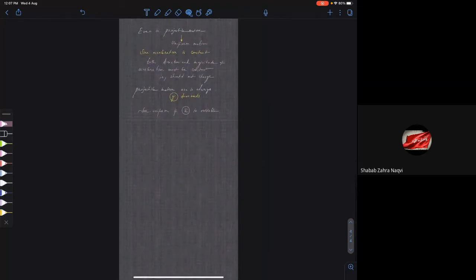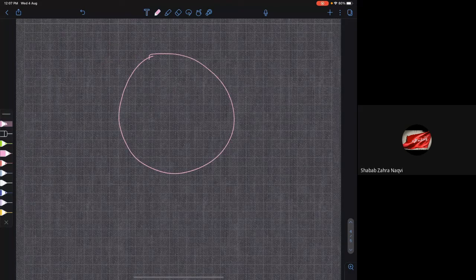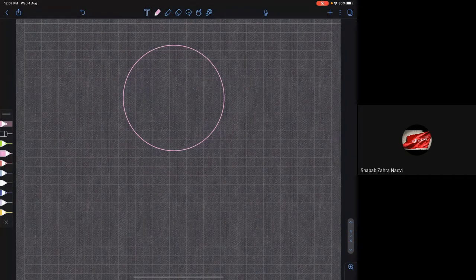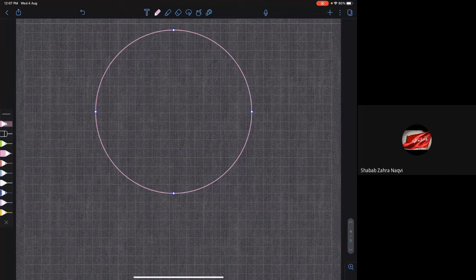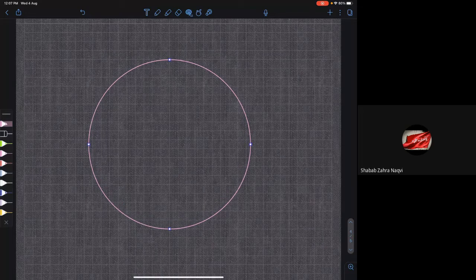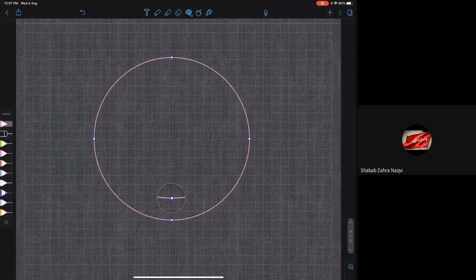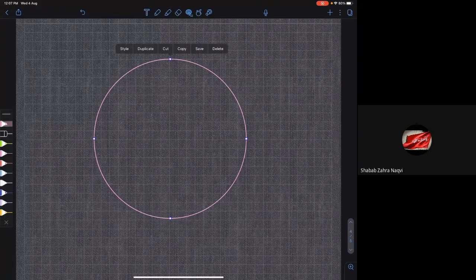No, but circular motion is different. Okay, let me explain. In circular motion, let me just first introduce what circular motion is. Okay, so this is a circular path.